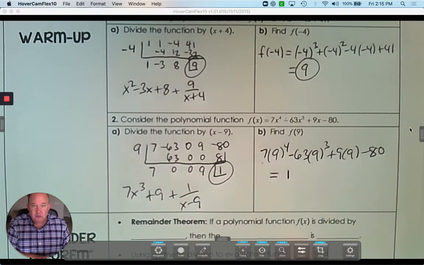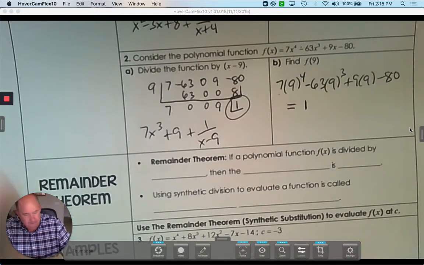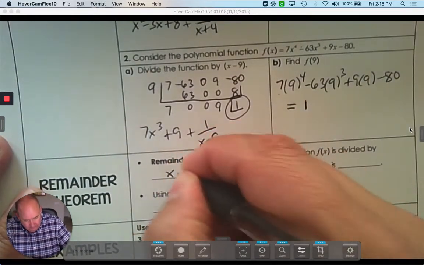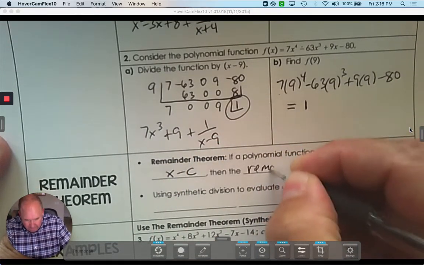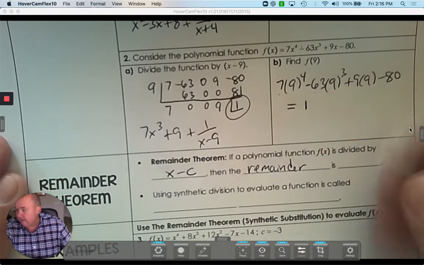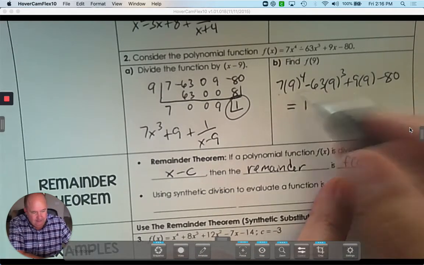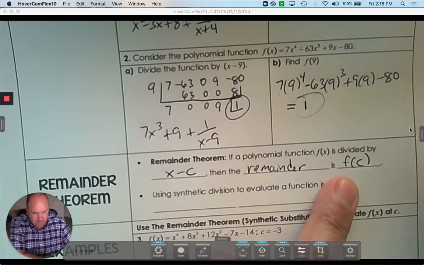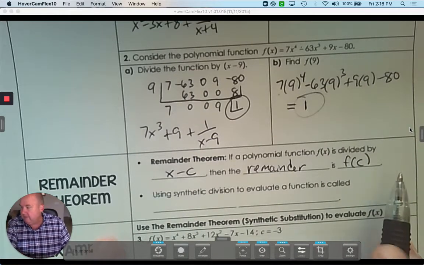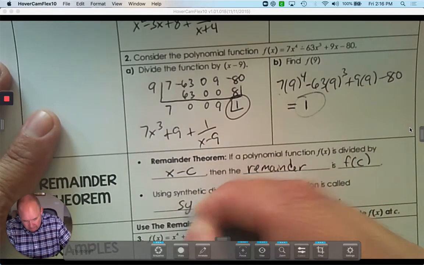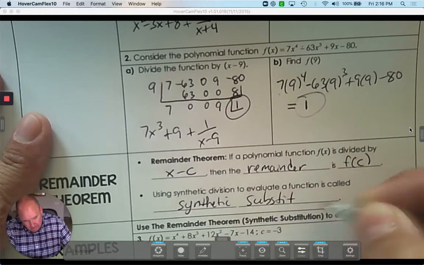So what we're going to do today is called the remainder theorem. The remainder theorem says that if a polynomial function is divided by a simple linear, then the remainder is the substitution. So if I substitute in, I can find the remainder. The other way, using synthetic division to evaluate a function, is called synthetic substitution. So I can go in either direction because of the property we just saw.